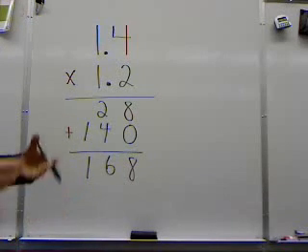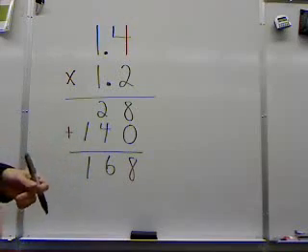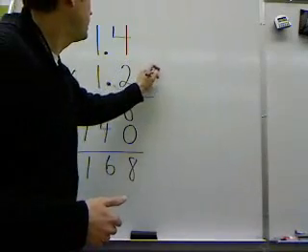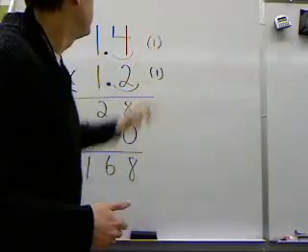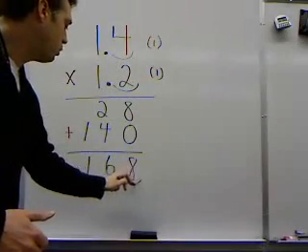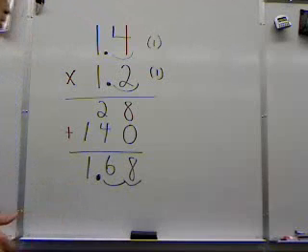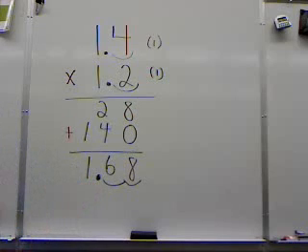Now we have to count how many decimal places we are going to move in order to place our decimal correctly. So we start here and we count. We have 1 decimal place here, and we have 1 decimal place here. Therefore, we have to count 1, 2 decimal places, and we can place our decimal in the correct spot. In this case, the answer is 1.68. The exact same calculation that we did using the base 10 blocks.